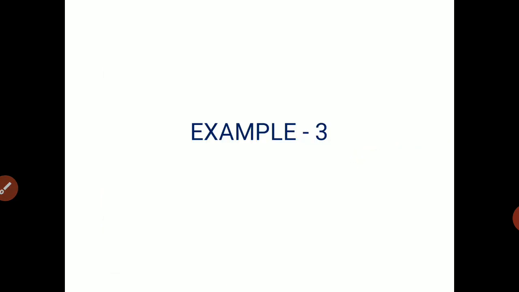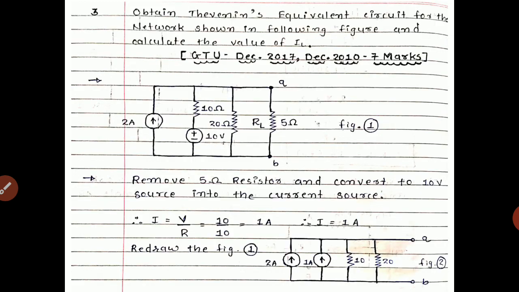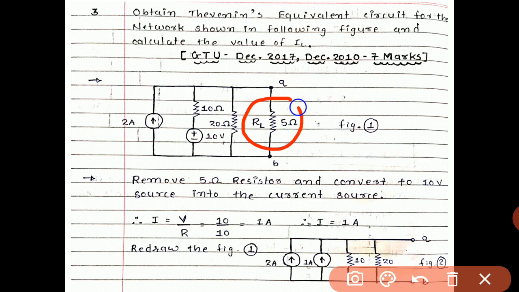Example number 3. The question that will be asked in the GTU exam is: obtain Thevenin's equivalent circuit for the network shown in the following figure and calculate the value of IL. IL means the current flowing through the load, or we can say load current IL. Here the load is 5 ohm, given between terminals A and B.